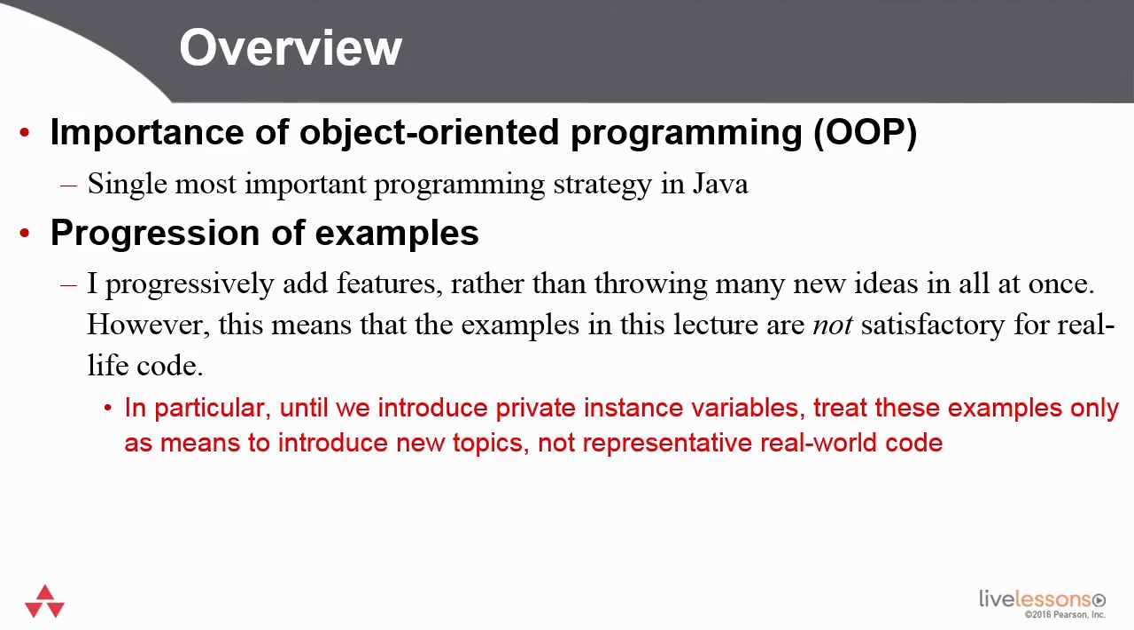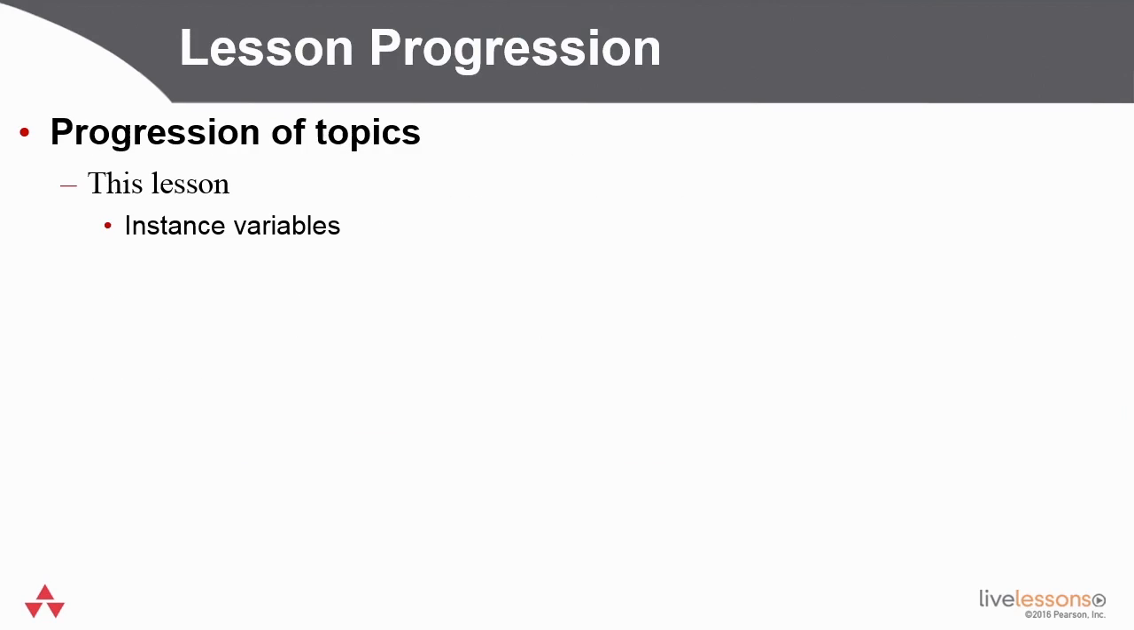In particular, only in the next lesson will we introduce the way to make instance variables private and hook them to the outside world with accessor methods. So in these early examples, I want you to keep in mind that they are overly simplified and that we will update the examples in the next lesson.